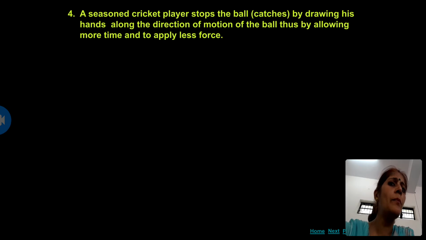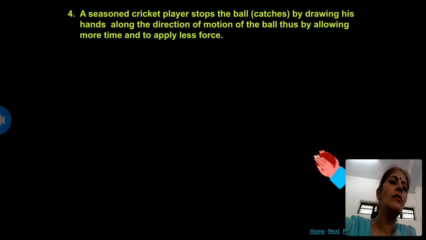Next, a cricket player is always asked to lower his hand while catching a ball. This question is frequently asked in the exam also. This is very important. You must be able to explain it. A seasoned cricket player stops the ball or catches the ball by drawing his hands along the direction of motion of the ball, thus allowing more time and applying less force.